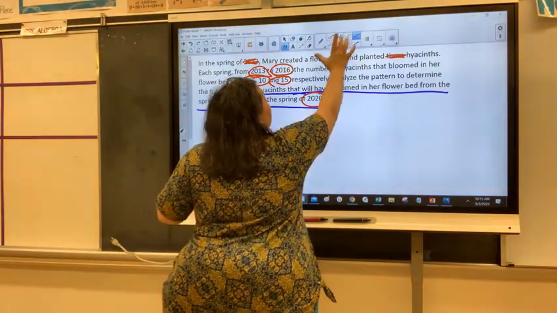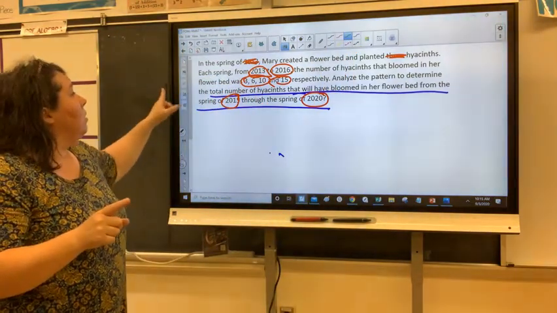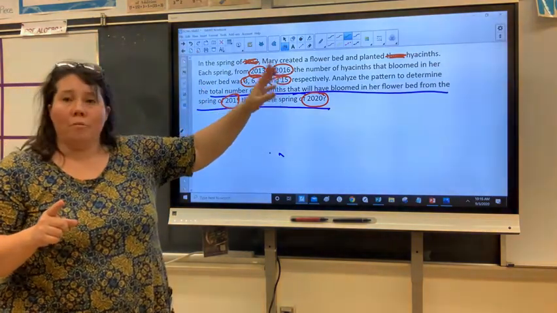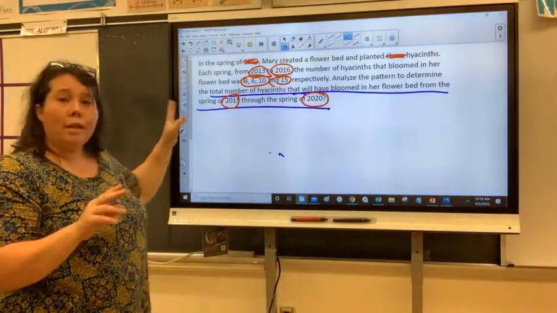Let's change the color so we can see things a little bit better. Let's use green. So, keywords. I'm going to read the first sentence. In the spring of 2013, Mary created a flower bed and planted 3 hyacinths. Don't need anything from in there. Each spring.